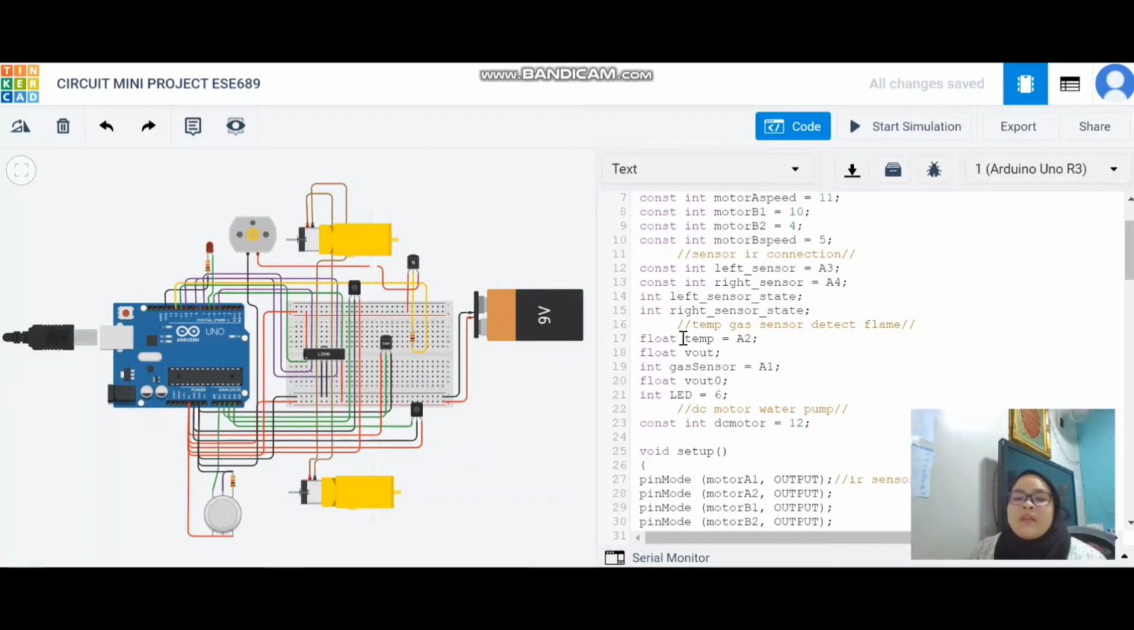For line 17 to line 21, it is the declarations for the DC motor water pump, where we set the fluid temp equal to A2 and the integer gas sensor equal to A1, while the integer LED is equal to 6. And for line 23, we just declare the constant integer DC motor equal to 12.